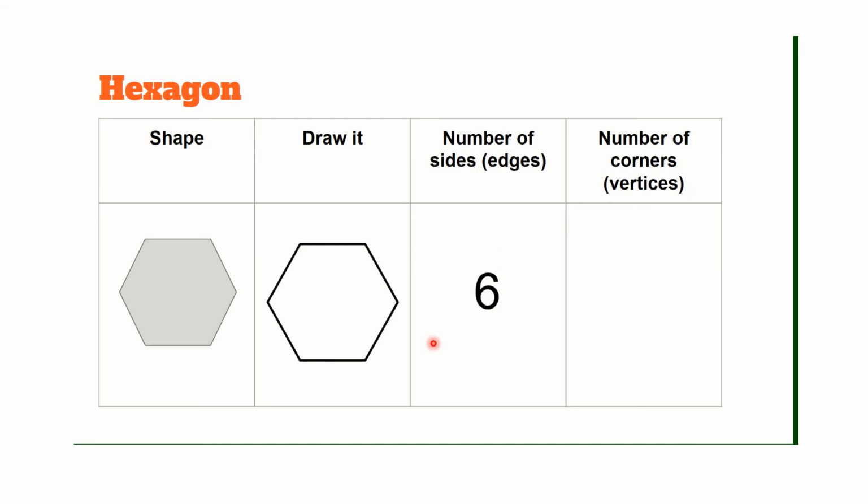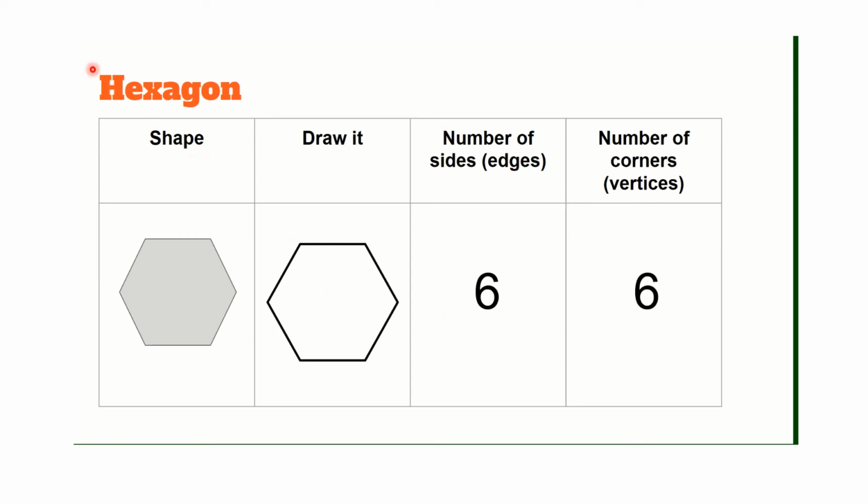Then let's see how many corners it has. If it has 6 sides, let's see. Think about it. How many corners do you think it will have? If you thought about it, let's see if you're correct. 1, 2, 3, 4, 5, 6. Just like how it has 6 sides, it has 6 corners.